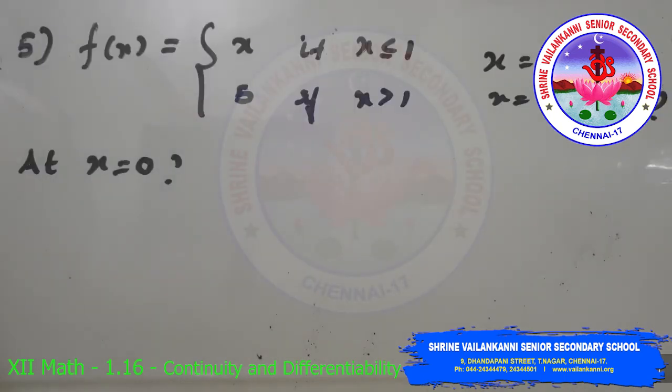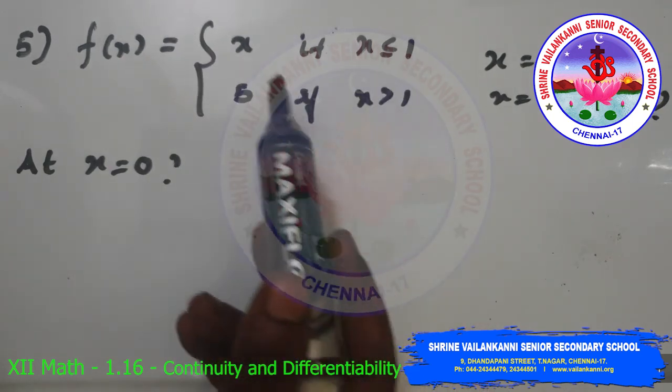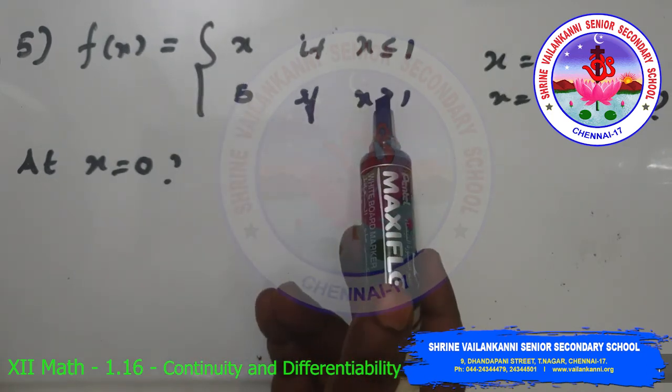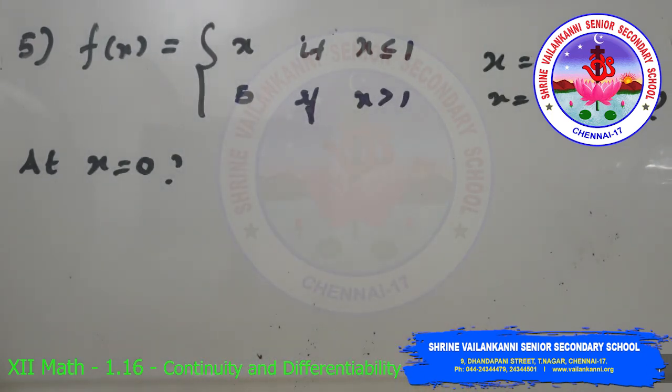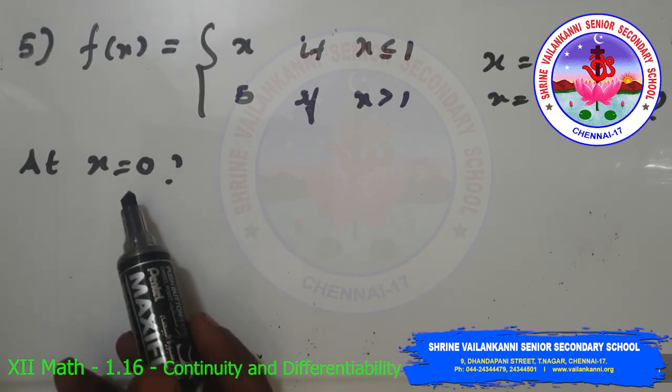Fifth question, is the function f defined by f of x equal to x if x is less than or equal to 1, and equal to 5 if x is greater than 1, continuous at x equal to 0, at x equal to 1 and at x equal to 2? We have to check the continuity at 3 points. So first at x equal to 0.